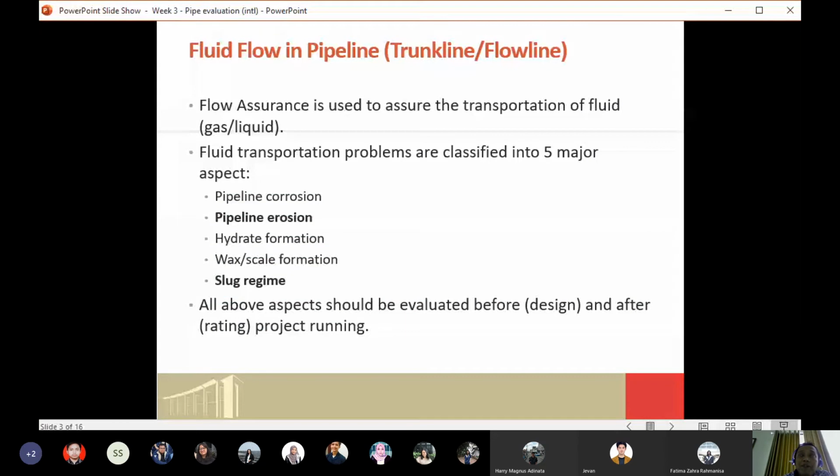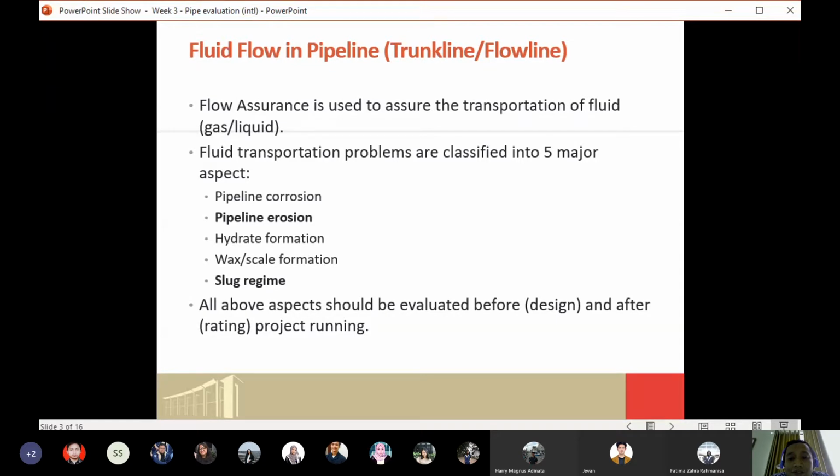This previous one is the simplest unit operation that you already know how to evaluate. The second one is probably a bit more complicated, but I think it is not very complicated. It is the pipeline. There are two terminologies about the pipeline: the first is trunk line and the second is flow line.